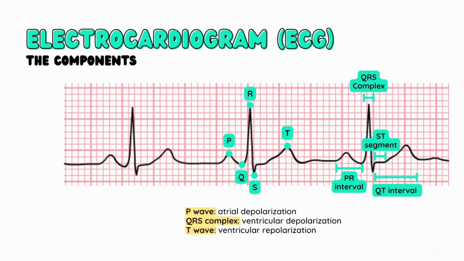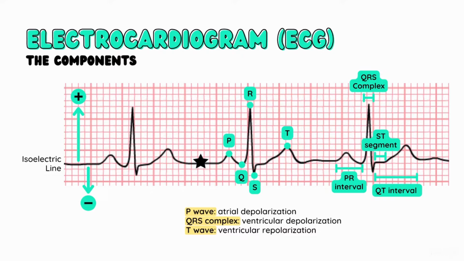We should also note that there is an isoelectric line, which corresponds to the middle point from which we determine positive and negative. If you ever get confused about where the isoelectric line is, look at the segment between the end of the T wave and the start of the next P wave. There is no electrical activity here in the heart, which makes this the isoelectric line.